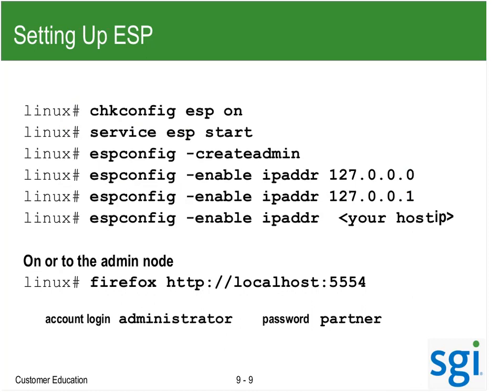What's key though is esp-config -create admin. Bottom of the slide, the default is login as administrator, the password is partner. Then you're going to enable IPs for localhost, but also I don't want to have to log into the system. I want my laptop IP to be accepted. So I can also enable ESP to accept things from the IP address that I'm sitting at. Then I do a Firefox and point to that particular host, and port 5554 is what it's listening on. I'll do that in a few minutes.